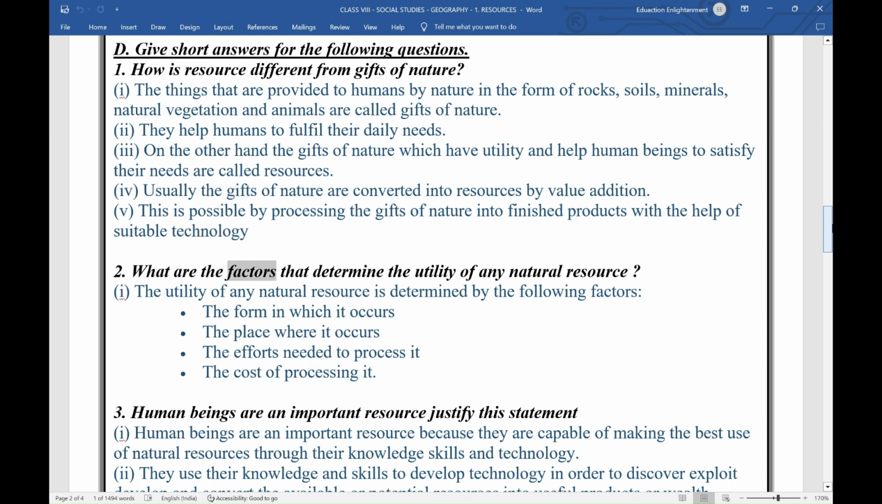2. What are the factors that determine the utility of any natural resource? 1. The utility of any natural resource is determined by the following factors: the form in which it occurs, the place where it occurs, the efforts needed to process it, the cost of processing it.